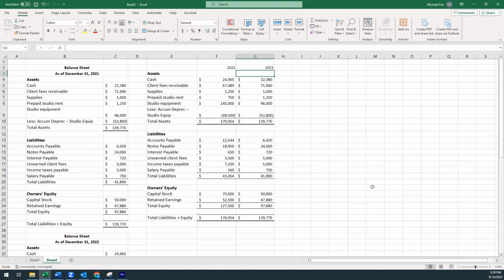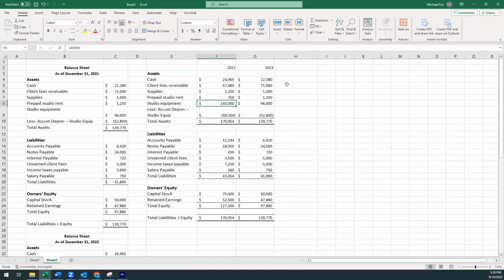Already I'm starting to be able to make some comparisons. I can see that my cash went up a little bit in 2022. My fees receivable, meaning money owed to me by my clients, went down a little bit. My supplies asset went up a little. My studio equipment went up quite a bit. So I can see that already just by putting them side by side. And so all the horizontal analysis does is it helps me quantify this a little better.